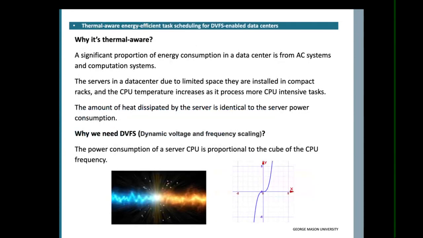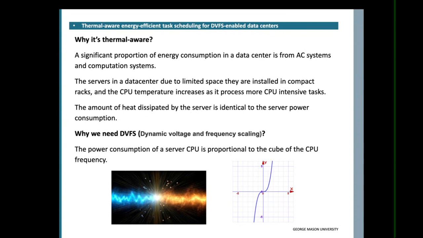So let's talk more. We were talking about thermal aware energy efficient task scheduling for DVFS. So what is thermal aware? A significant portion of the energy consumption in a data center comes from the AC, the air conditioner, the one that cools the data center. It's a big portion of the energy. The other one is the computation. Whenever you run anything on any server, the processor, the CPU running that computation also consumes energy. And we'll see how that happens.